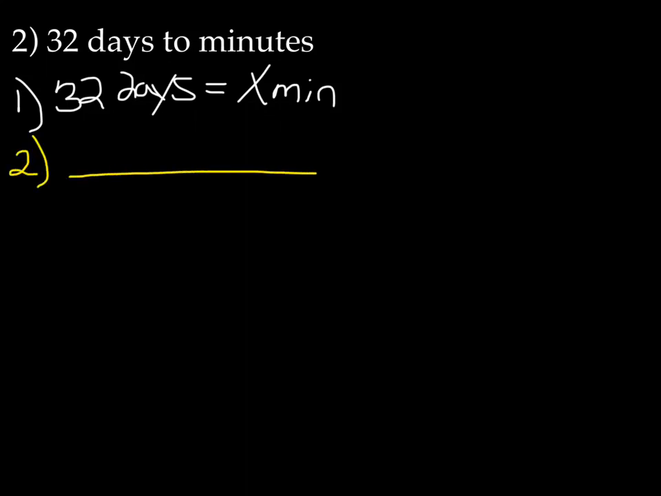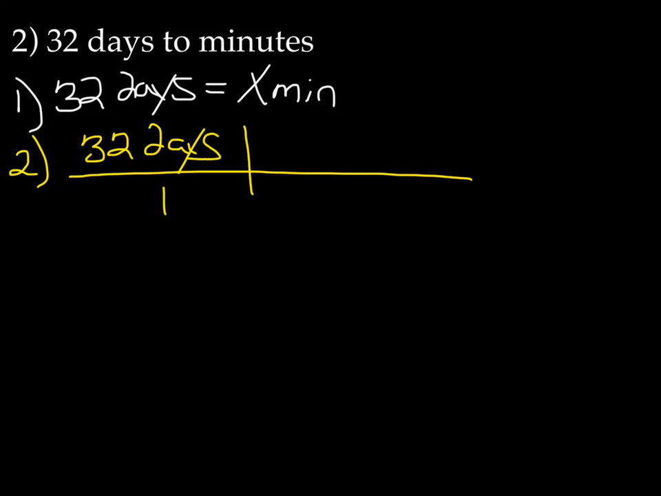Okay, step 1. Rewrite this as a math problem, which is 32 days equals X minutes. And then step 2, write a grid and put our known in the grid, which in this case is 32 days over 1.